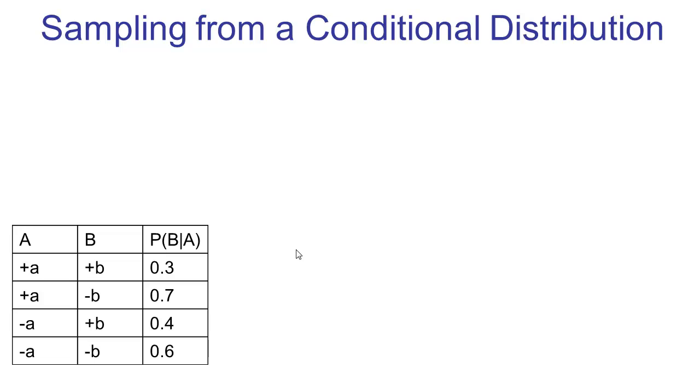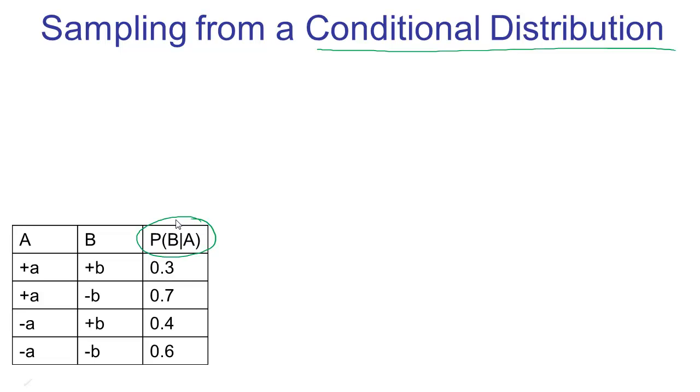How about sampling from a conditional distribution? Well, it turns out, as posed for now, this is it. Here is a conditional probability for B given A. How do we sample from this?